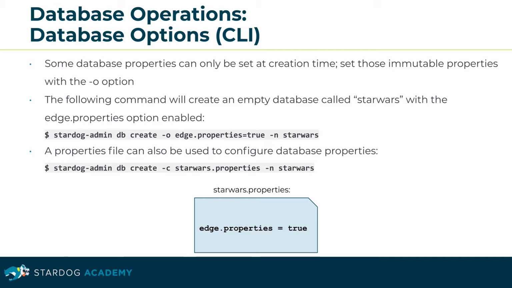Alternatively, the -C option can be used to configure database properties using a properties file. Use the command stardog admin db create -C starwars.properties -n Star Wars, where starwars.properties is a properties file containing the properties to be set.